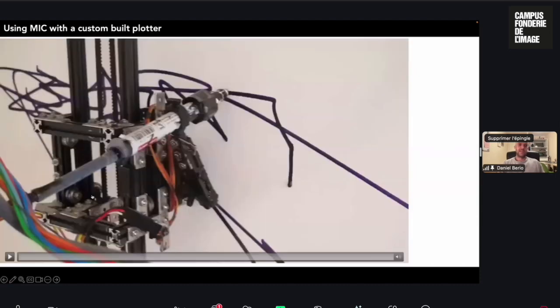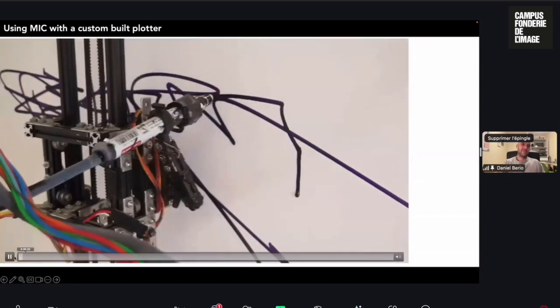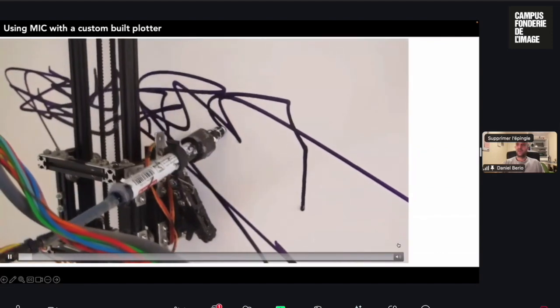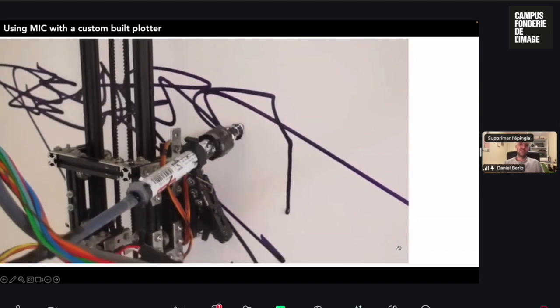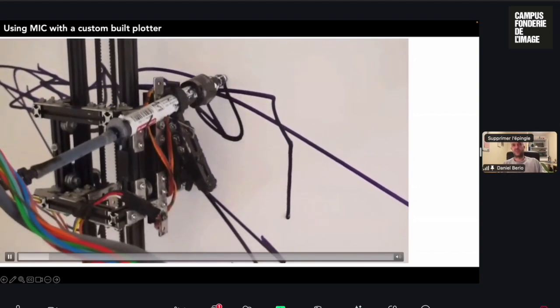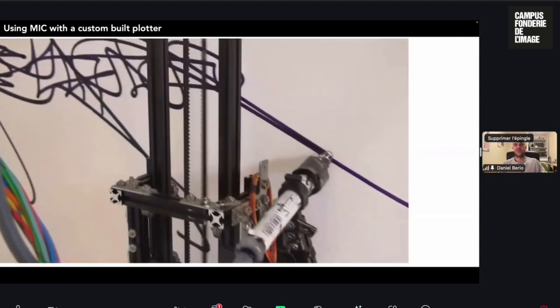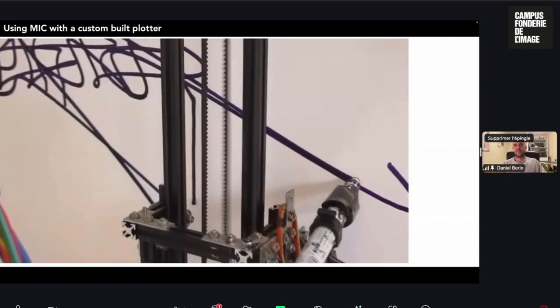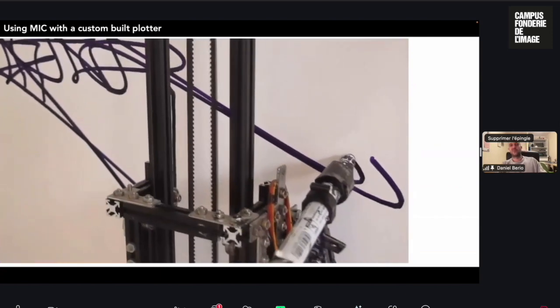And again, materializing this, here is a very messy plotter that I built. Again, thinking about graffiti also in the physical way. As a graffiti artist, I like drips. So I built this plotter that creates drips. It's very messy. You got very dirty when you use it.